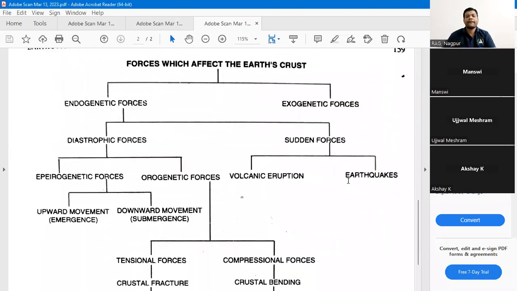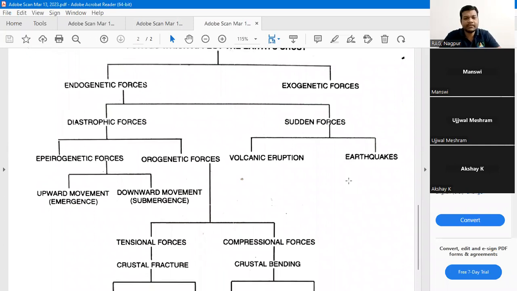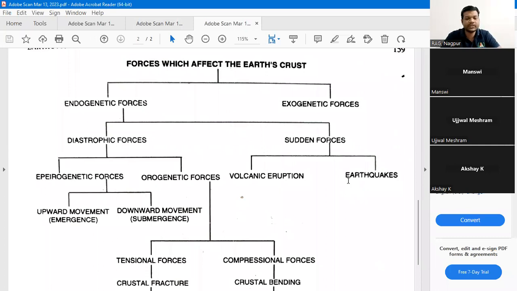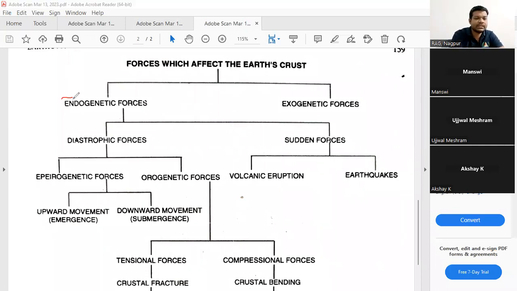This entire thing can be summed up in this one chart. So these are endogenetic forces and exogenetic forces. Now these endogenetic forces are of two types: diastrophic forces and sudden forces.